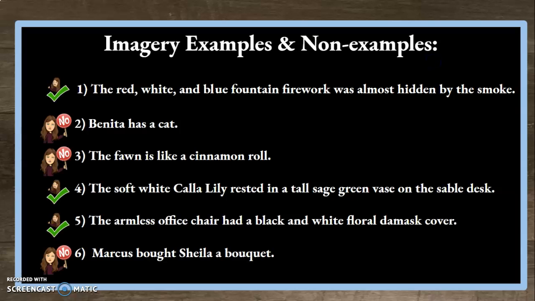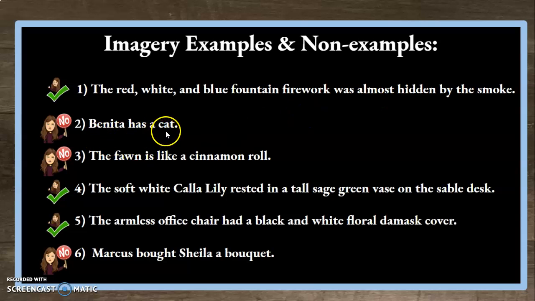All right, this one is an example of imagery, the first one. We have lots of adjectives: red, white, blue, describing color; fountain, firework, a specific type of firework. And we also have another phrase here that helps us understand that it was almost hidden by the smoke of all the other fireworks. So this is a good image that if you ask someone to read this, most of us would come up with the same picture in our mind.